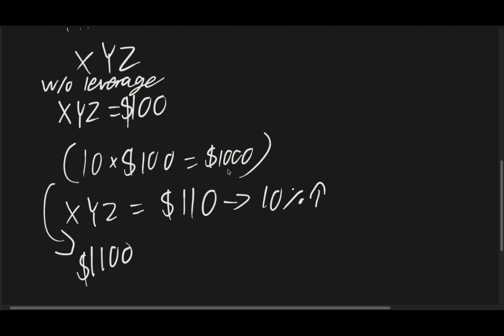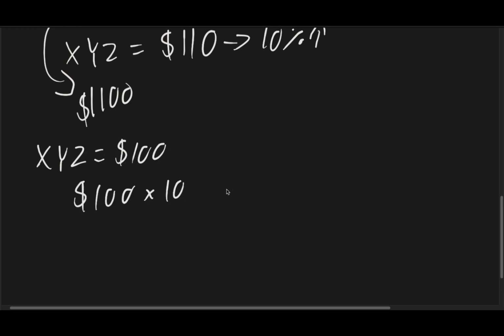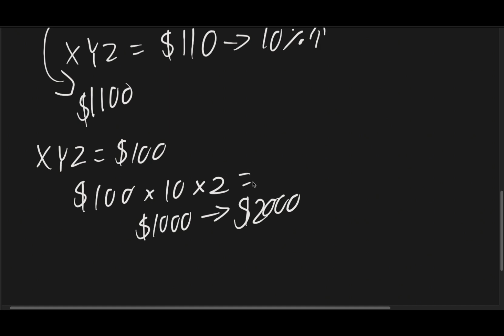Now, let's say you have leverage on stock XYZ. If XYZ was 100, you're going to spend $1,000, but you're going to use 2x leverage. You're going to pay $1,000, but then you get to control $2,000 worth of the stock. So your shares multiply by 2. Even though you don't own $2,000, you are controlling this amount of capital.